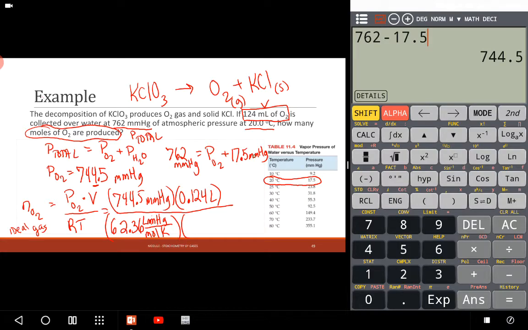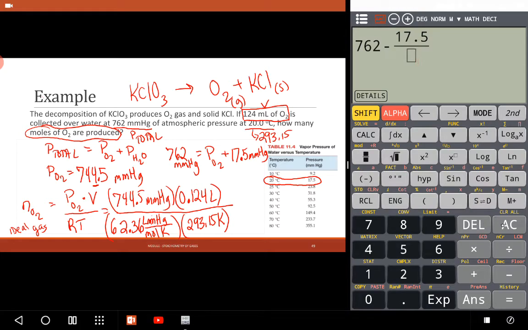And then my temperature, again, is going to be plus 273 of that. And so that is 293.15. So now I can type this into my calculator: 744.5 times 0.124 divided by 62.36 times 293.15.